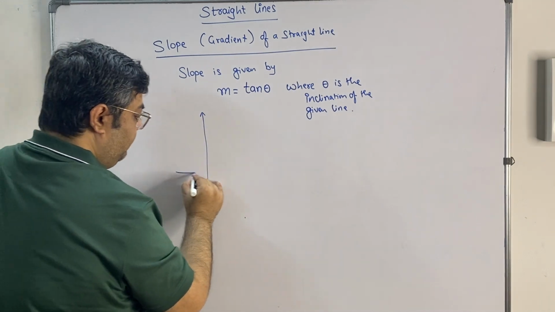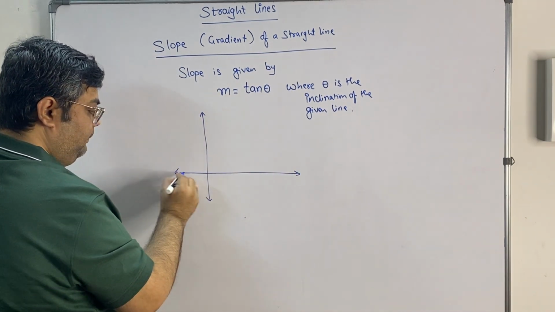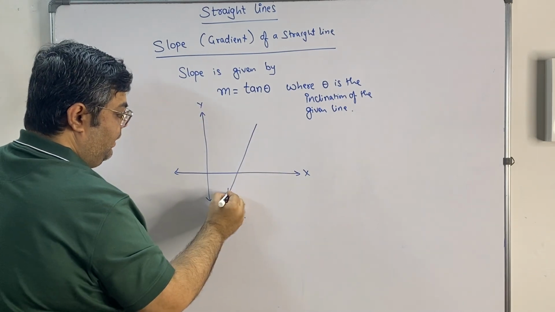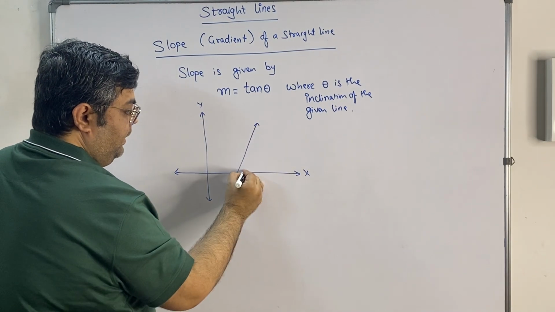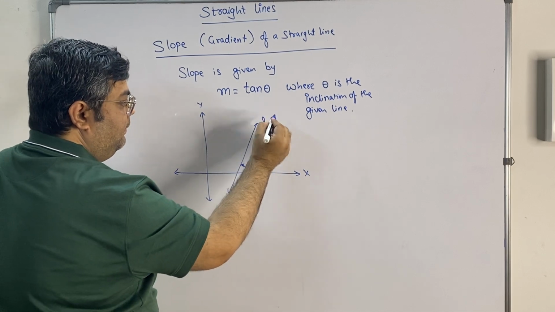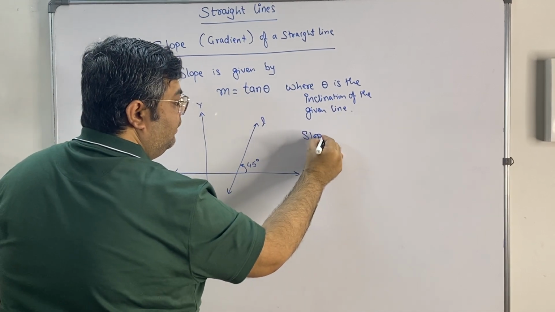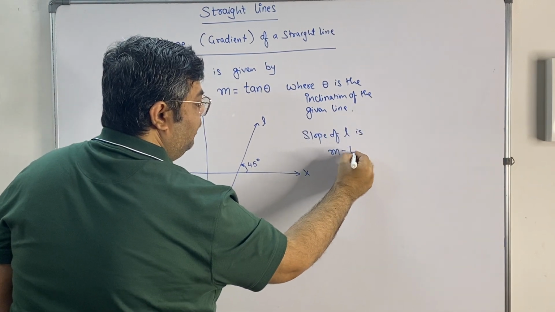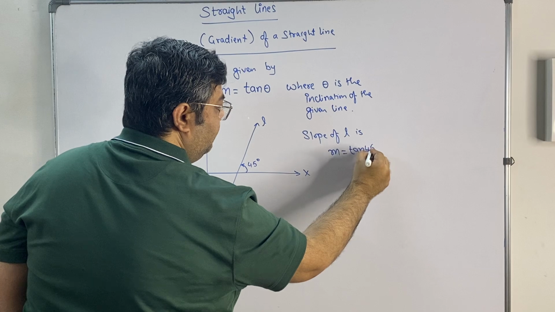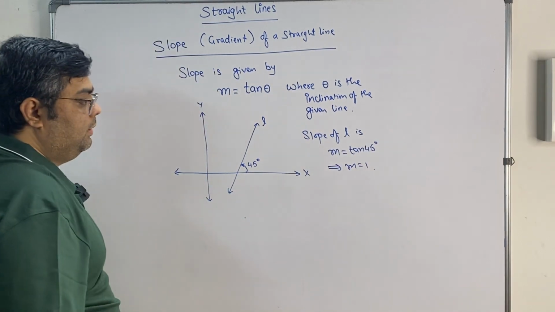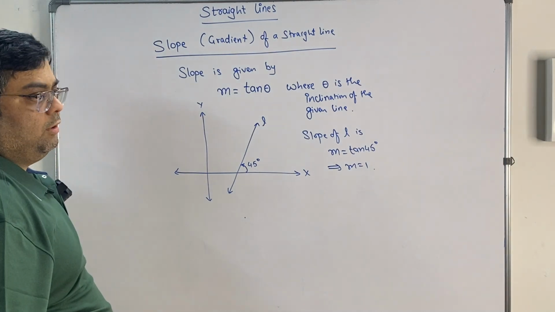Consider this x-axis, y-axis. I have a straight line L making an inclination of 45 degrees. So slope of L is m is equal to tan 45. That means m is equal to 1. Its slope m will be equal to 1.